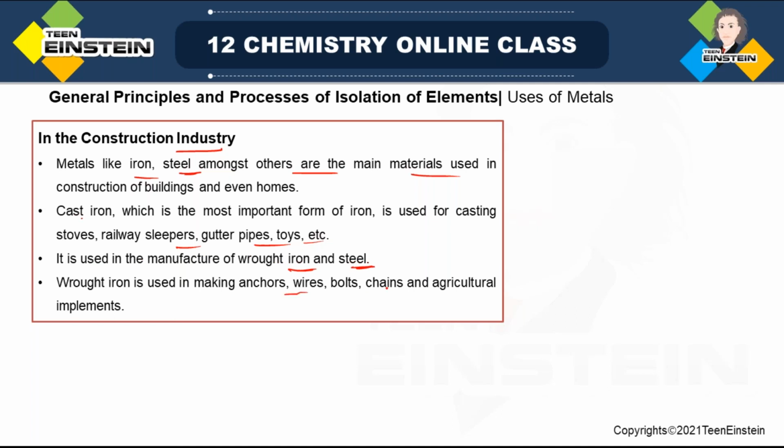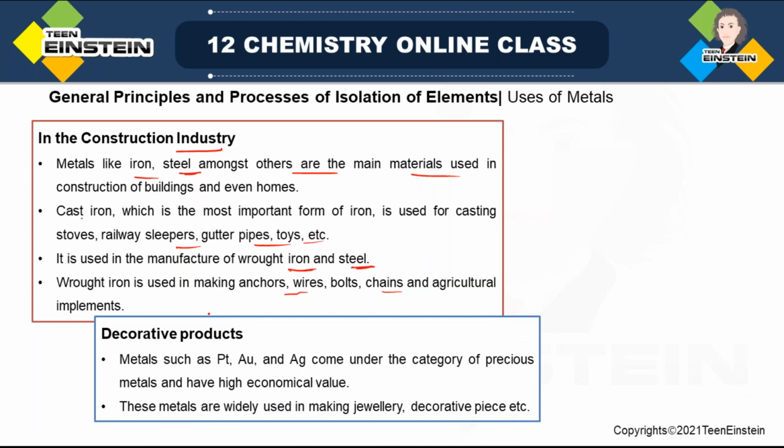Wrought iron has some specific applications. So cast iron and wrought iron, these two are mainly used, not pig iron, because pig iron is that iron which you get first after the extraction. Then further it is converted to cast and wrought.